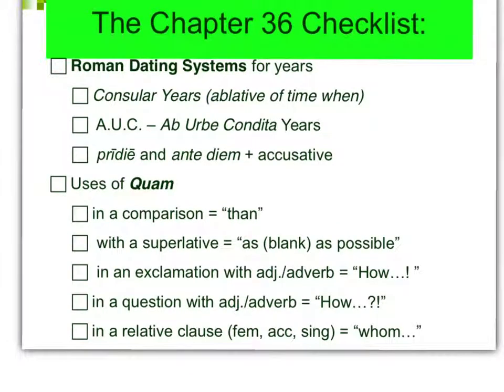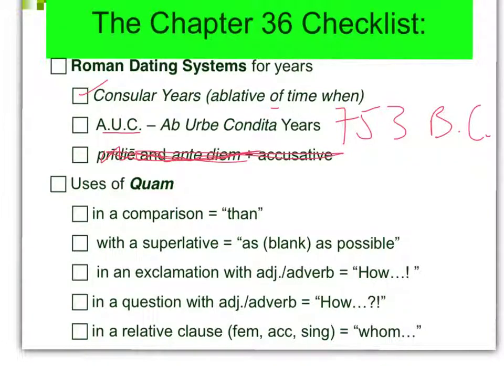When talking about the years, there are two ways the Romans determined their year. One was by naming the consuls, like something happened in the year of the consuls, and the other was called the AUC, ab urbe condita years, which date back to 753 BC. Pridie does not refer to years.